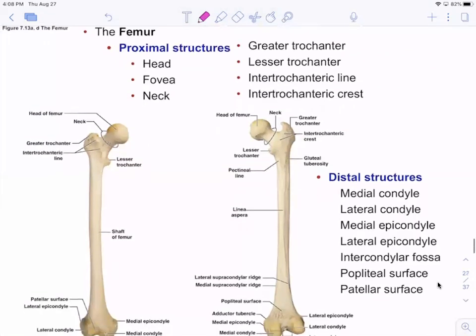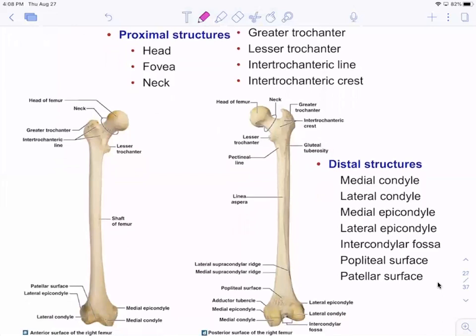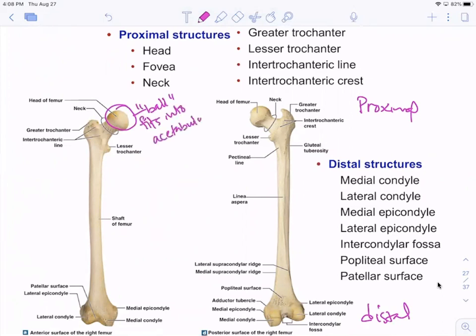Okay, last couple of bones. We have the femur, and again, talking about proximal and distal. This is the proximal end, and this is the distal end. Up at the proximal end, you're going to have the head. This is the ball, right? And that fits into the acetabulum of the ilium.